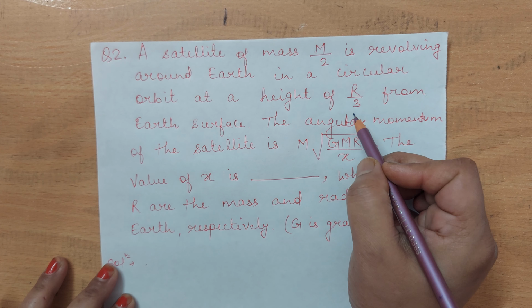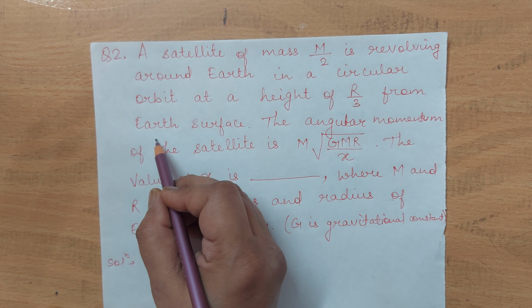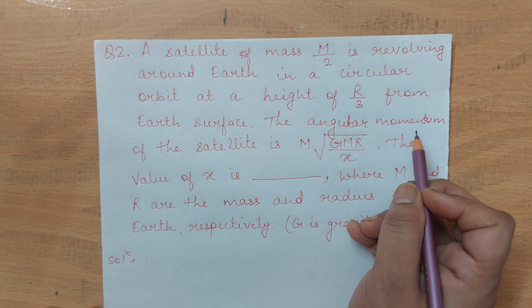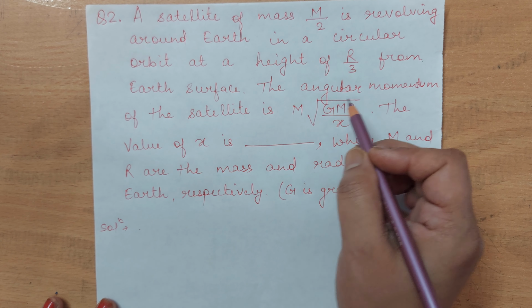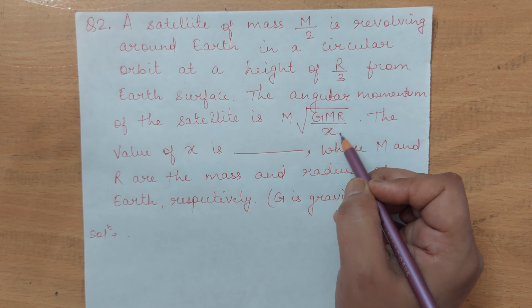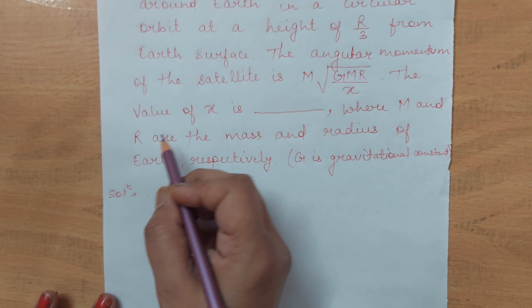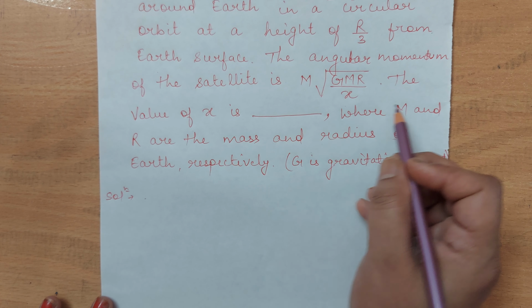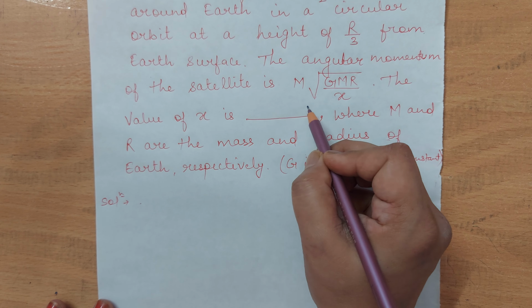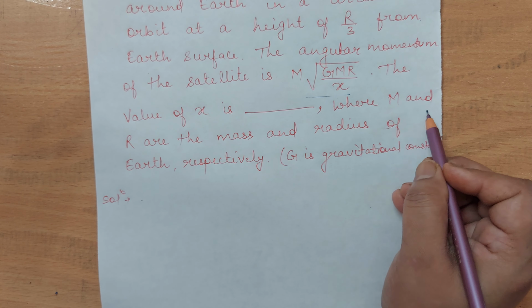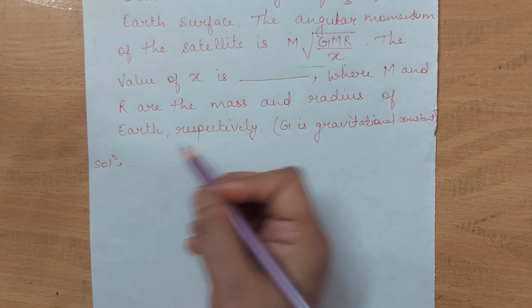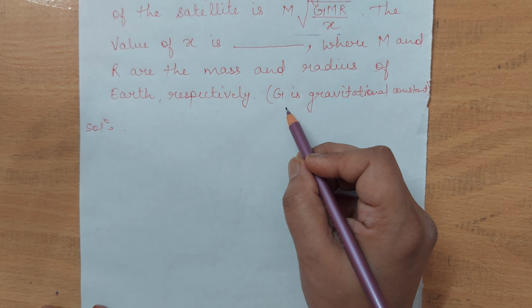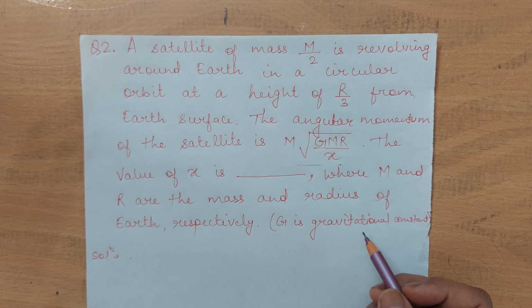height of r by 3 from Earth's surface. The angular momentum of the satellite is capital M root under GMR by x. We have to find the value of x in this formula, where capital M and r are the mass and radius of Earth respectively and capital G is gravitational constant.